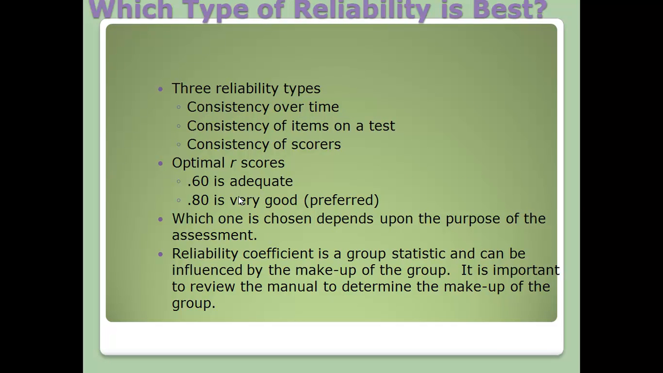Now, which type of reliability is best? We have basically 3 different types. We've got consistency over time, items, and consistency of scores. Our R-scores, now an R-score refers also to a Pearson R in particular. So it's a correlation, but it's a Pearson, okay?